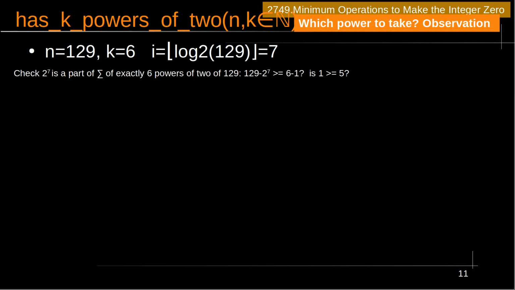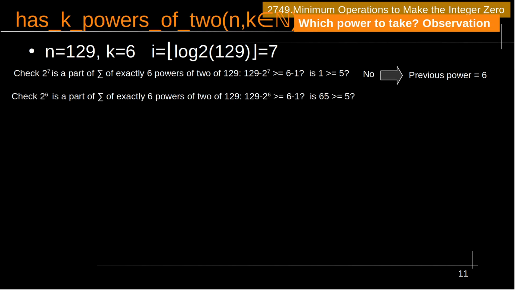The Boolean expression here is: 129 minus 2 power 7 is greater than or equal to 6 minus 1, which means 1 is greater than or equal to 5. The answer is no. So we will continue to the previous power. The maximum power we computed was 7, so we go to 6 here, the previous power. We check the same. Is 2 power 6 a part of the sum of exactly 6 powers of 2 of 129?